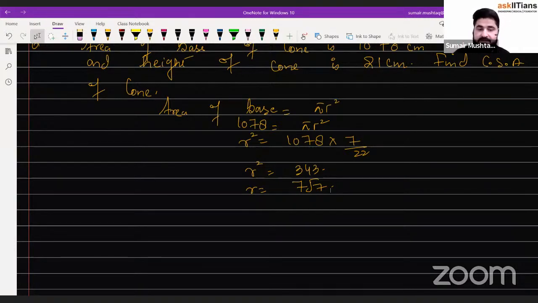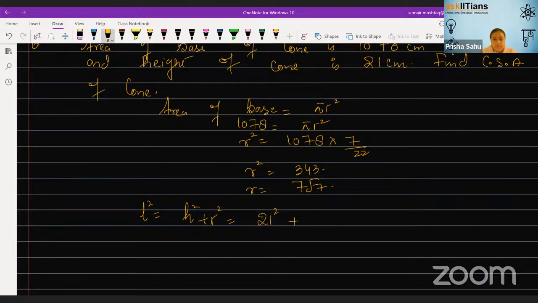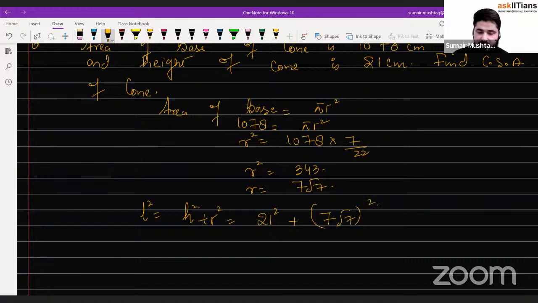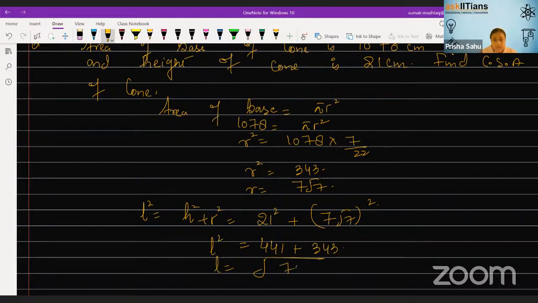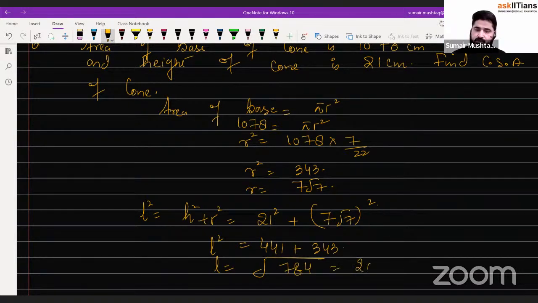Now, what will be the CSA? First of all, I need to find the slant height. Slant height L: L square is equal to H square plus R square. What is H? 21. So 21 square plus 7 root 7 whole square is equal to 441 plus 49 into 7, that is 343. This is L square. So L will be equal to under root of 784, that is equal to 28 centimeter.